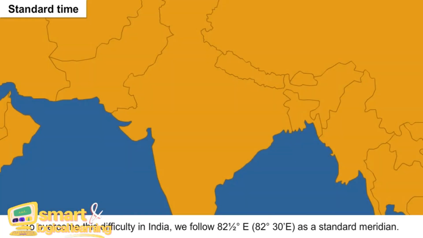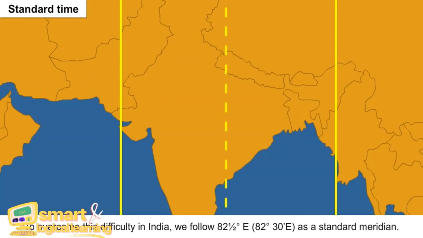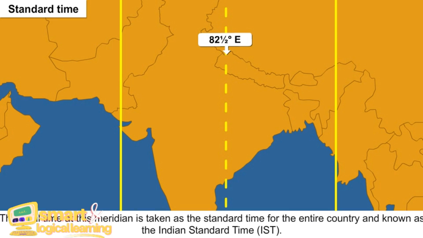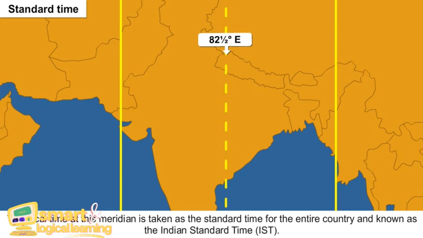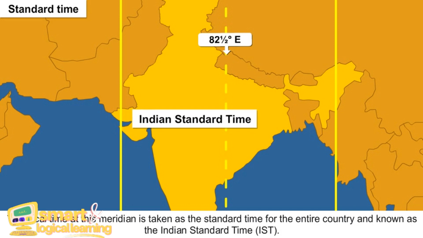To overcome this difficulty in India, we follow 82.5 degree east, that is 82 degree 30 minutes, as a standard meridian. The local time at this meridian is taken as the standard time for the entire country and known as the Indian Standard Time, that is IST.